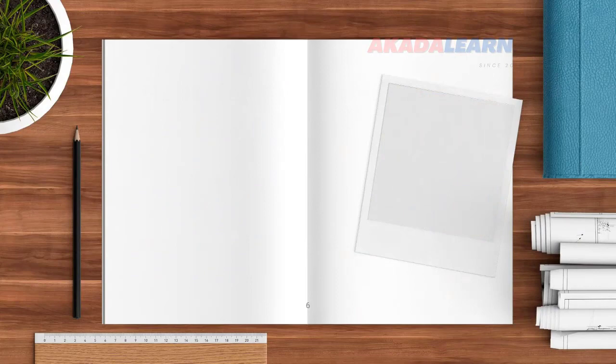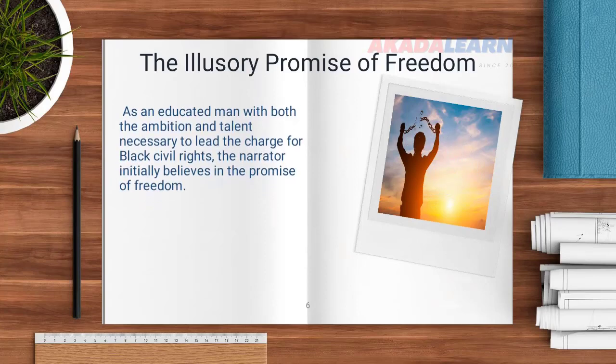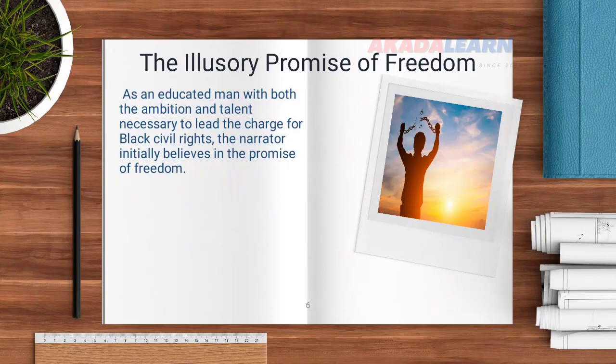We have other themes in this book. We also have the illusory promise of freedom. As an educated man with both the ambition and talent necessary to lead the charge of black civil rights, the narrator initially believes in the promise of freedom. Coming to Harlem, he realizes that there are so many things he can do. There are so many things he can use his skills, his potentials, his experience, his talents to do to develop the black community. And he believes in the promise of freedom, that if he harnesses his talents and his skills, he will be able to actualize that promise of freedom for the blacks.